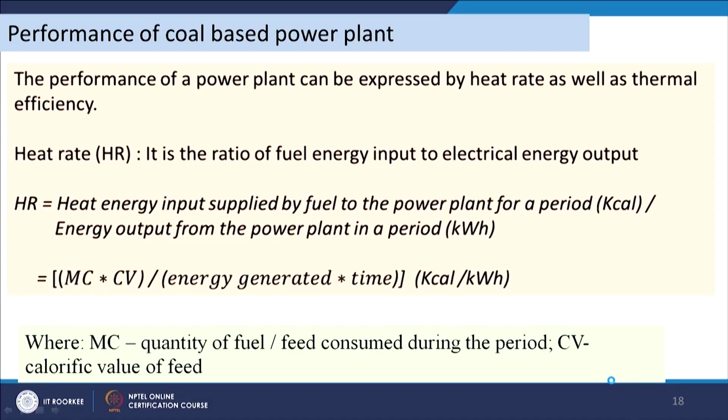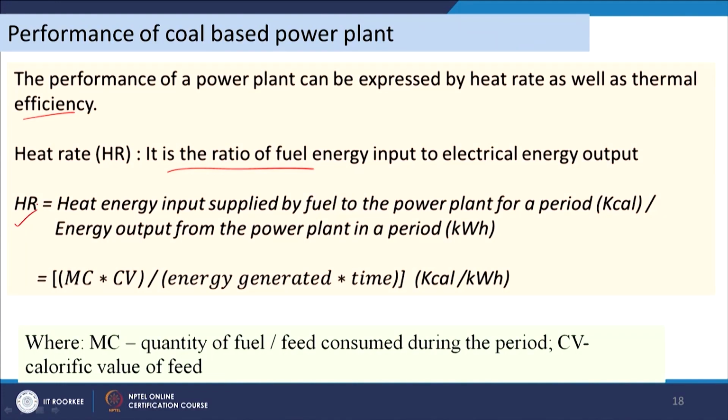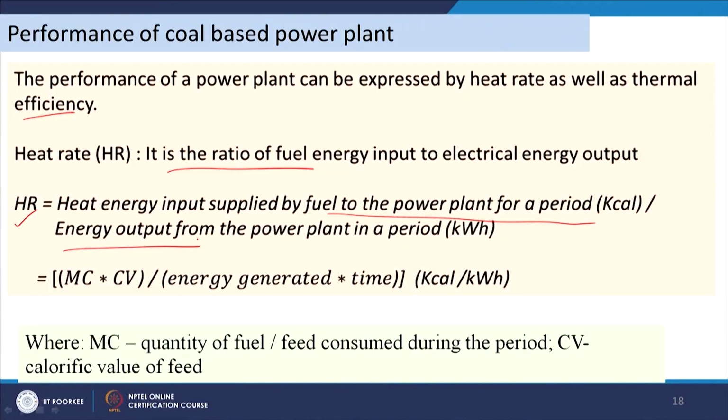Now, we will discuss the performance of coal based power plant. The performance of a power plant can be expressed by heat rate as well as thermal efficiency. So, what is heat rate? Heat rate is nothing but the ratio of the fuel energy input to electrical energy output. So, HR, heat rate, is heat energy input supplied by the fuel to the power plant for a period, that we can calculate in kilocalorie, divided by energy output from the power plant in that period, that is kilowatt hour. So, heat rate is this one.